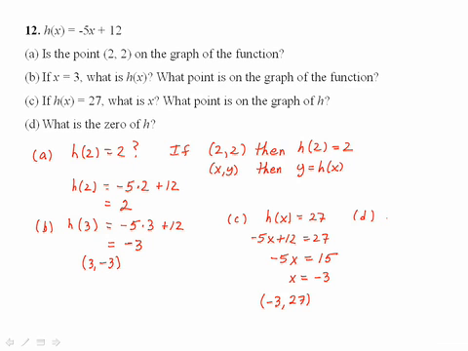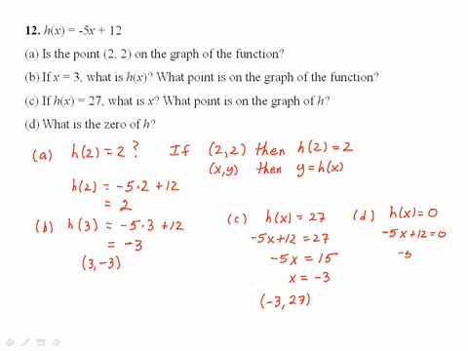Finally, in part D, we want to know the zero of h. Recall, the zero of a function is the value of the independent variable, in this case x, such that the value of the function is 0. So to find the zero of this function, we need to solve the equation h of x equals 0. So we're solving negative 5x plus 12 equals 0.